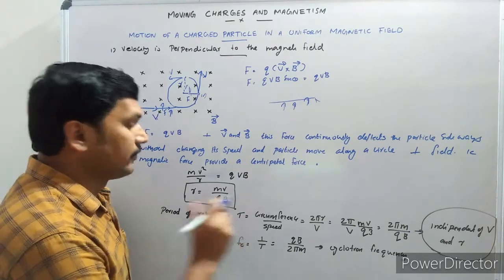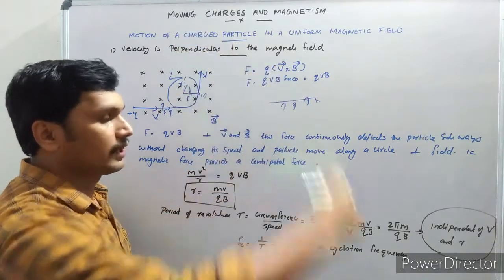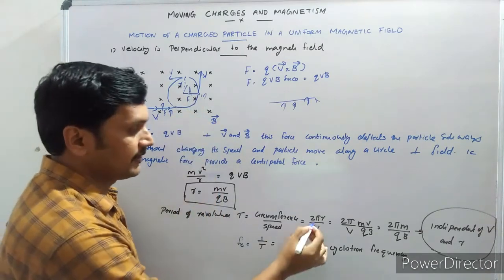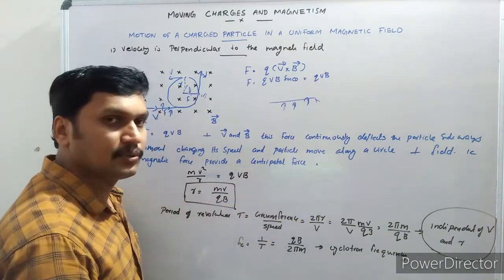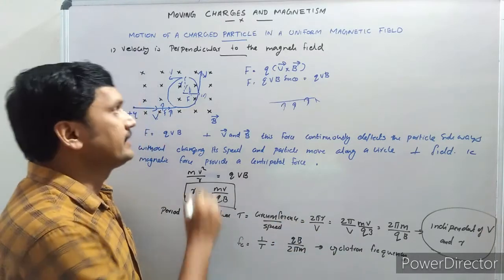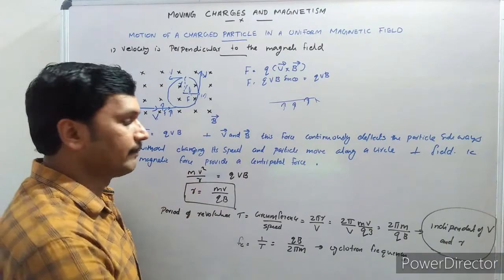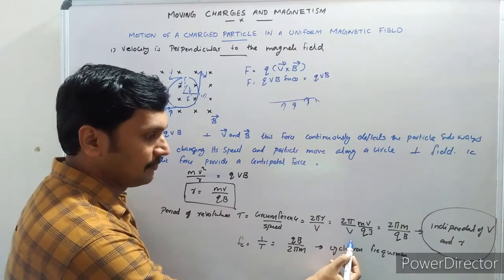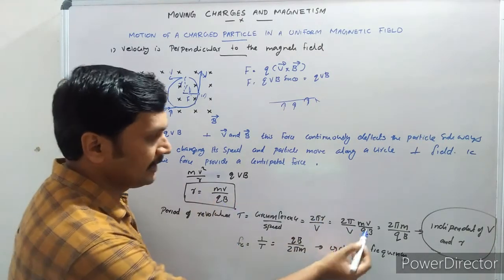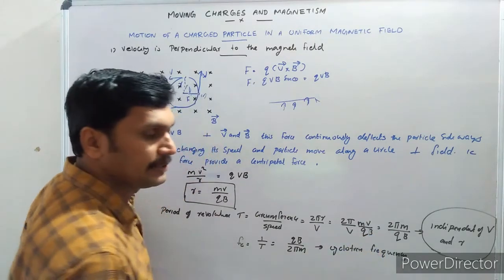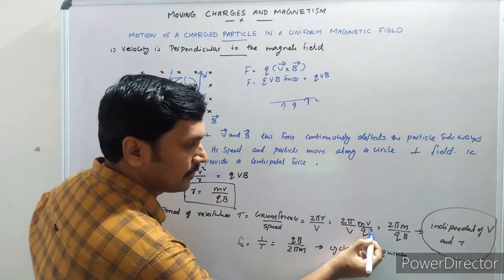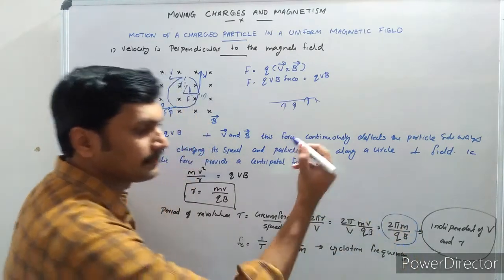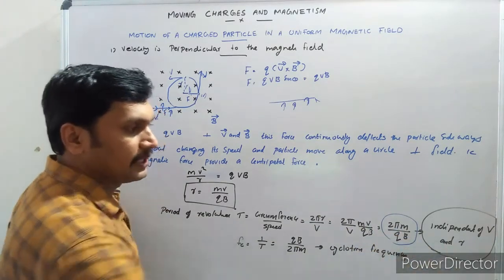Now the period of revolution, or the time taken to complete one circular path, is equal to circumference by speed. What is the radius? R. Circumference is 2 pi r. So 2 pi r by v is the time taken by the charge to complete one revolution, and it can be called the period of revolution or time period. Substituting r is equal to mv by qB, and cancelling v and v, we get 2 pi m by qB. Time period is equal to 2 pi m by qB.